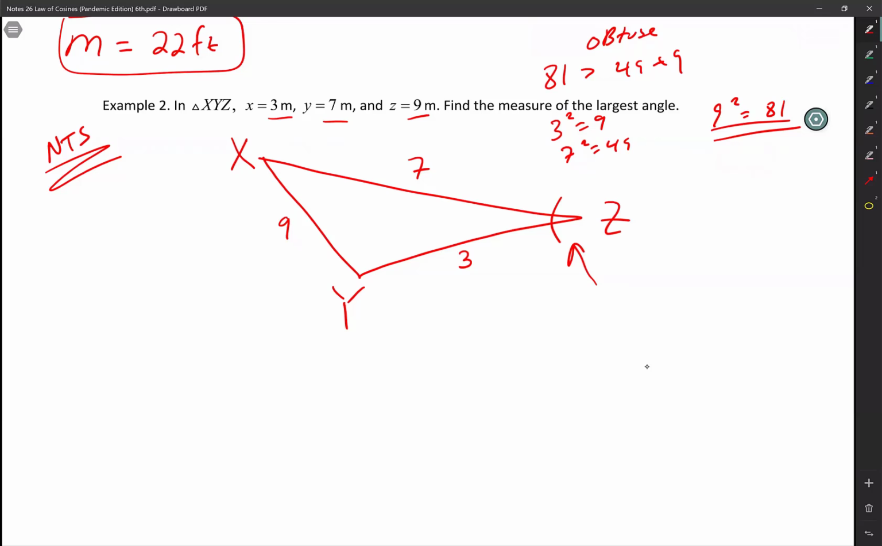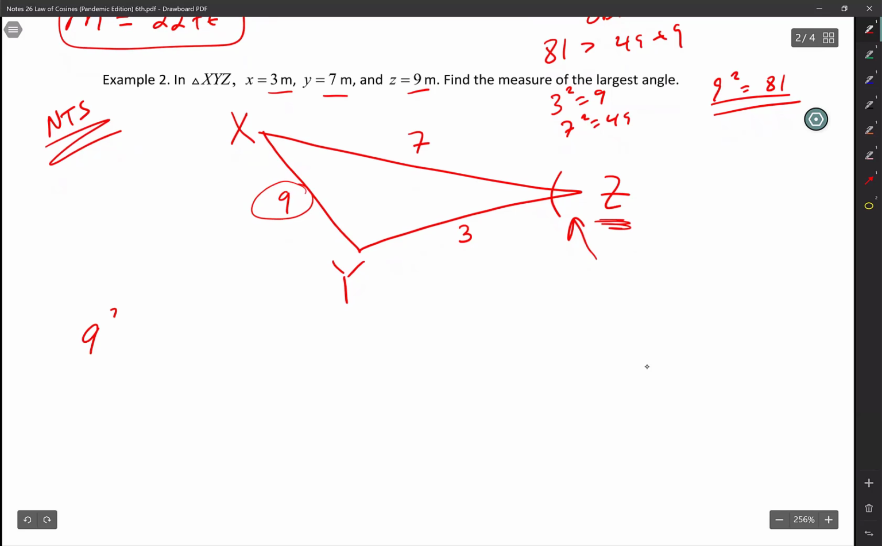So here we go. Let's go ahead and take care of this. Because we're looking for angle Z, it's the 9 that you're going to have outside on the law of cosines. So I'm going to write 9 squared equals 3 squared plus 7 squared. My habit is to put the smaller one first. You do not have to have my habits. If you want to put the bigger one first, go ahead. Minus 2 times 3 times 7 cosine of angle Z.